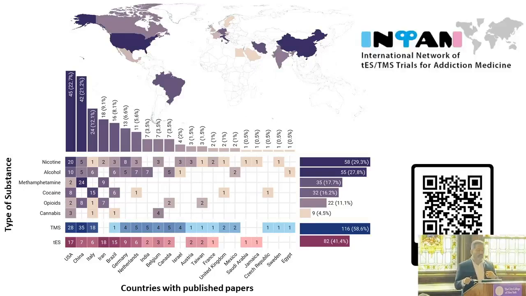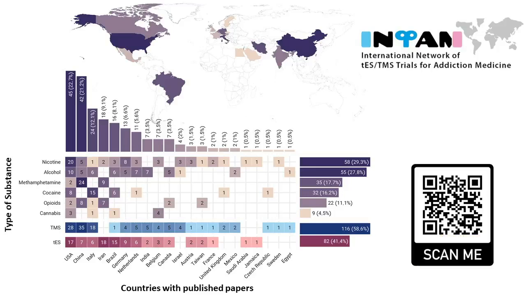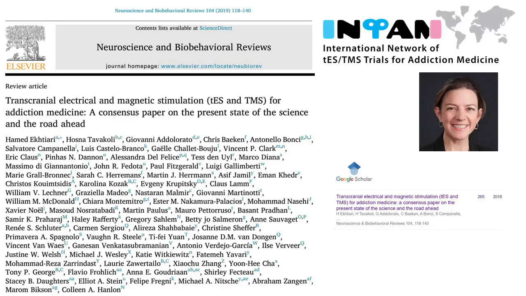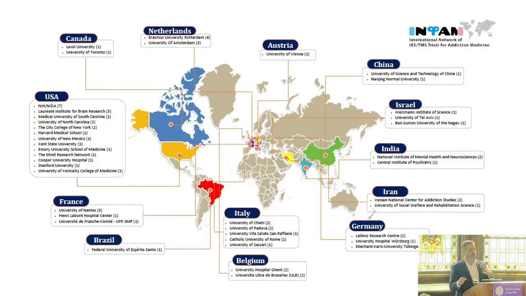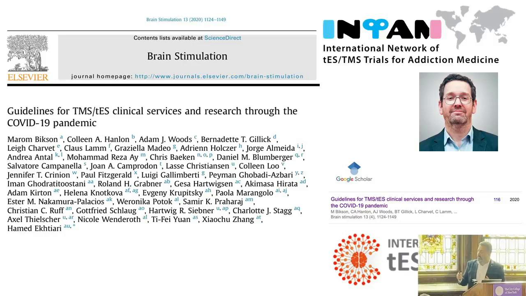So we developed a network called the International Network of TMS/tES Trials for Addiction, and we are going to push that forward. We published our first consensus statement with Colleen Hanlon in 2019, and now we have 54 labs that are members of this network, and many colleagues like Rita and Travis are members of that network that we are working together with. Even during the pandemic, we put together a specific guideline for using TMS and tES during the pandemic.